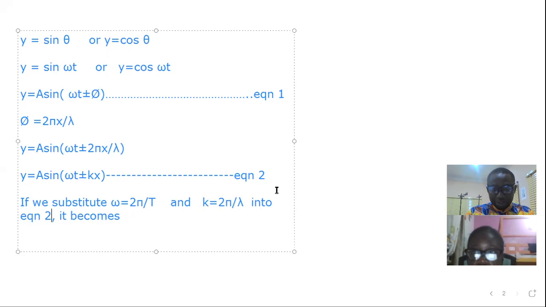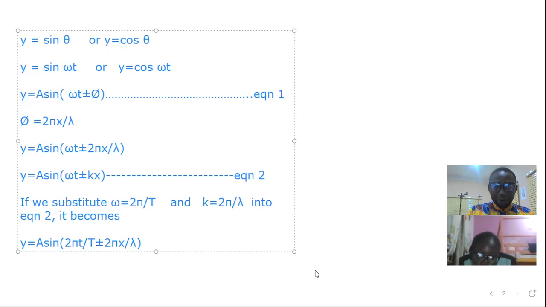So if we substitute this into equation 2, this becomes a sine 2 pi t over big T plus or minus 2 pi x over lambda. So this can be equation 3.